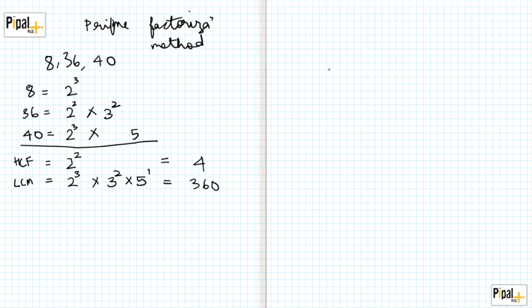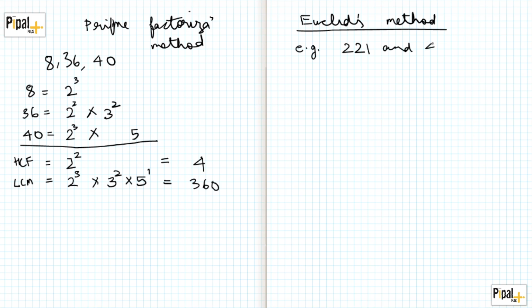Now there's another way of finding out HCF, and that's called Euclid's method. This method is particularly useful if, let's say, I get a pair of numbers whose prime factorization is not exactly the easiest. So let me take an example. The example I take is 221 and 481. So not the easiest numbers to probably factorize, right? But Euclid's method is very straightforward.